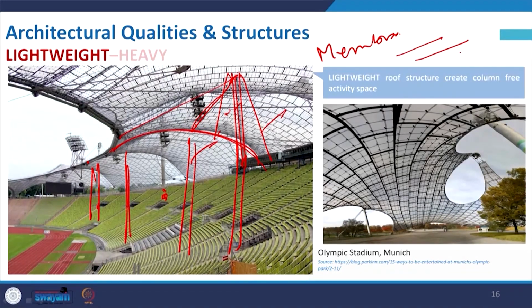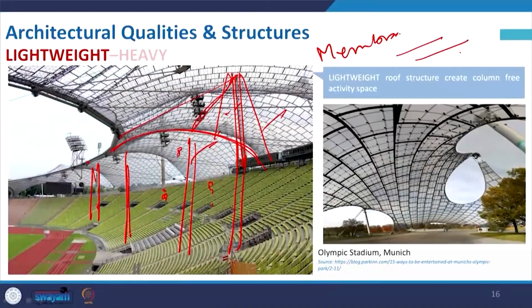Looking at this, it definitely feels like a very light structure. Transparency also plays a crucial role in the visual perception of lightness. A lightweight roof structure creates column-free activity space, which is essential not only in the stadium. In the same Olympic stadium in Munich, they have created a similar kind of arrangement, an entrance gate for that. Again, it is under the same category of lightweight.